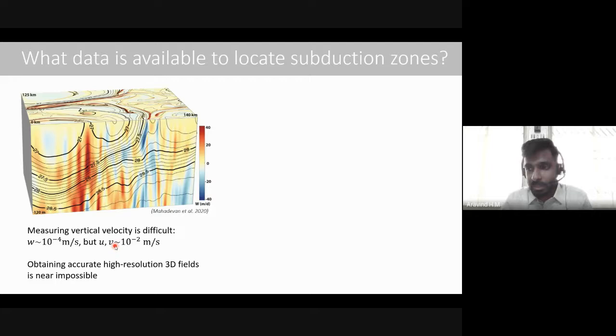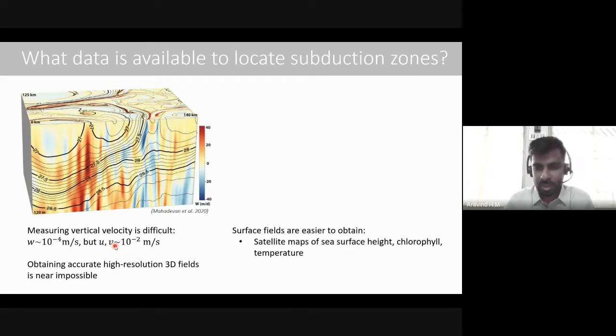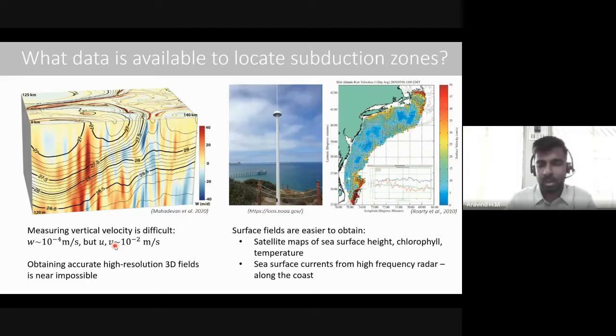As I mentioned, in the ocean it's hard to get 3D fields, but what is often available to us are surface fields in the form of satellite fields that I had shown you earlier. Or if we are along the coast, we will be lucky and we can get some nice high quality velocity information using high frequency radar. So my objective during my investigations in models was to come up with efficient surface metrics that would allow me to locate regions of significant subduction in the ocean.